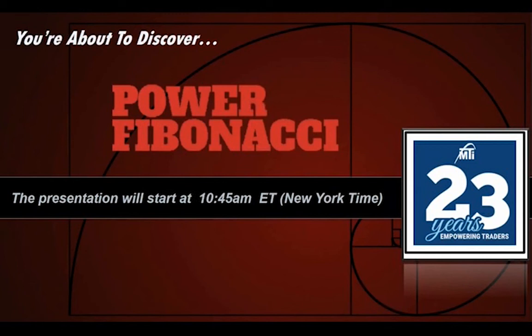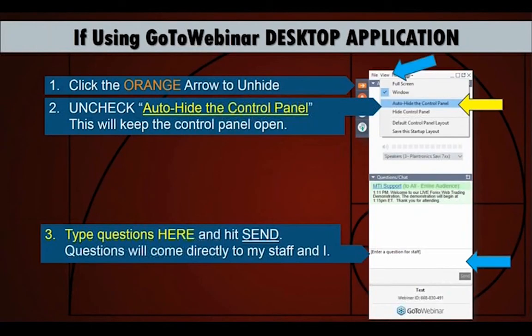The way that you're going to access the chat box depends on how you're viewing today's presentation. If you're using a desktop application, your screen is going to look very similar to mine. On the right-hand side in the top corner, you're going to see an orange arrow. If you click on that orange arrow, it's going to open up a panel a little bit down that says question/chat. Open that up, type in your questions, type in your comments, hit send. They will come directly to me as the host.